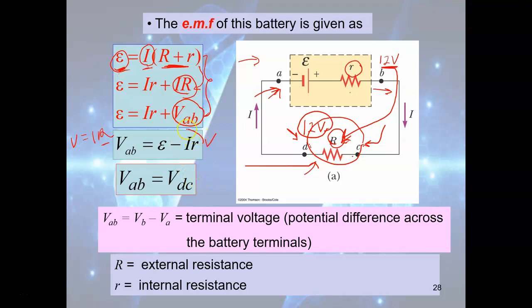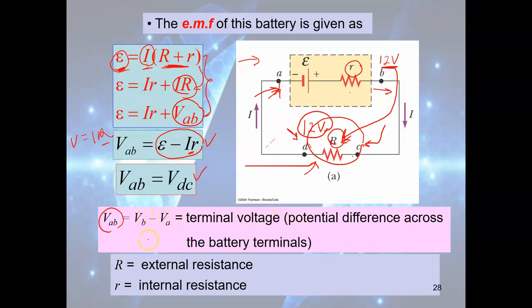Then I know that this one, which is our epsilon minus the current that passes through our battery times the internal resistance, is actually the voltage between my point A and point B. Hence I will get a new expression, which is this one. We also know that VAB is equal to VB minus VA due to this one.